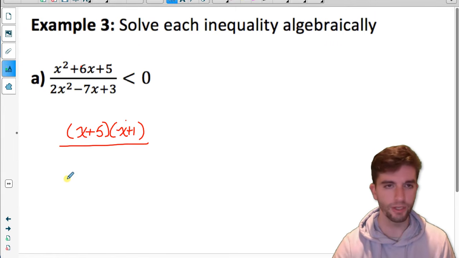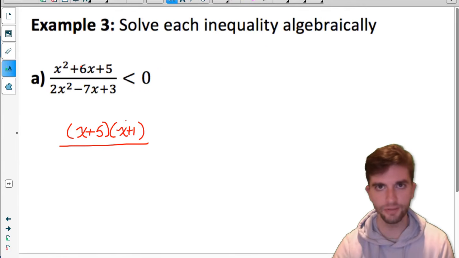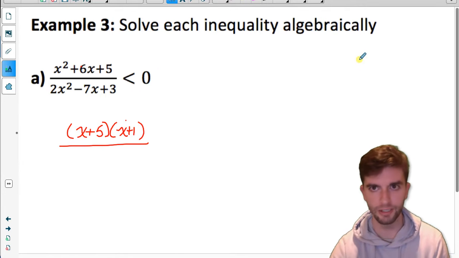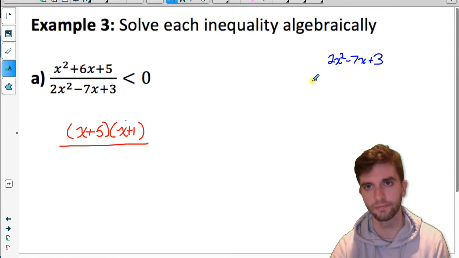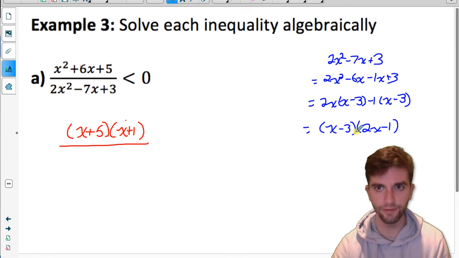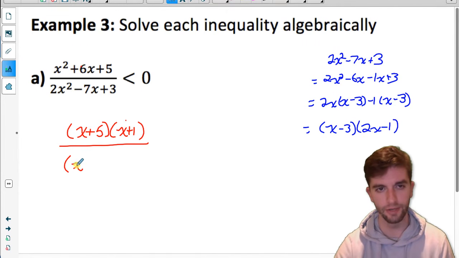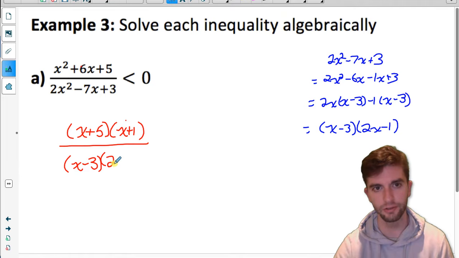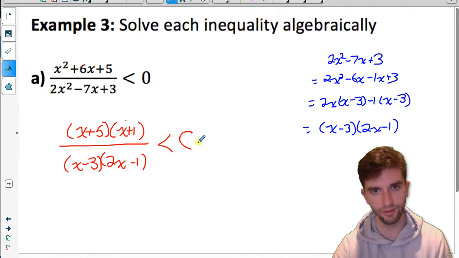Now there's a bunch of shortcuts to use those numbers to come up with the factors, but I'm just going to, off to the side, do it the long way by decomposition. Okay, now that I've figured out the factors, I can write them over here. It's x minus 3 times 2x minus 1. And I'm interested in when is this less than 0?